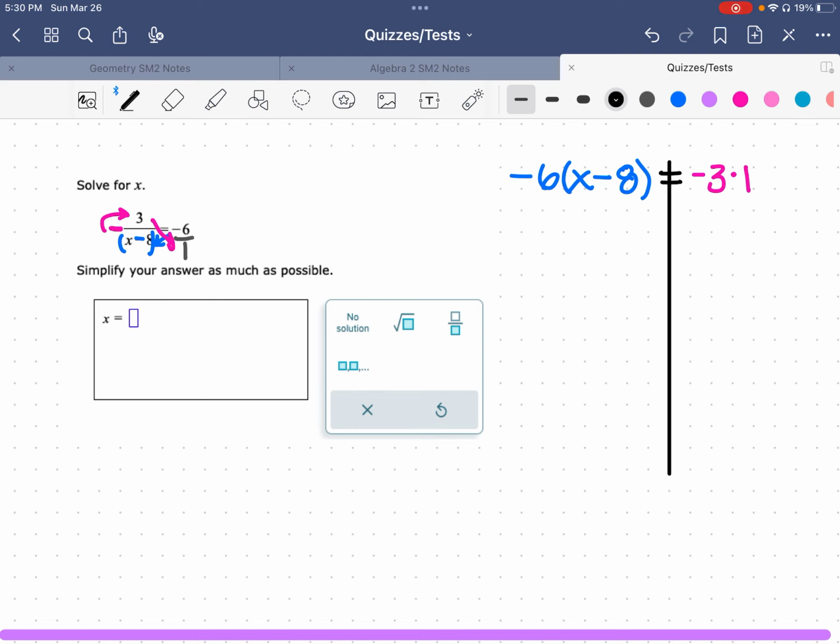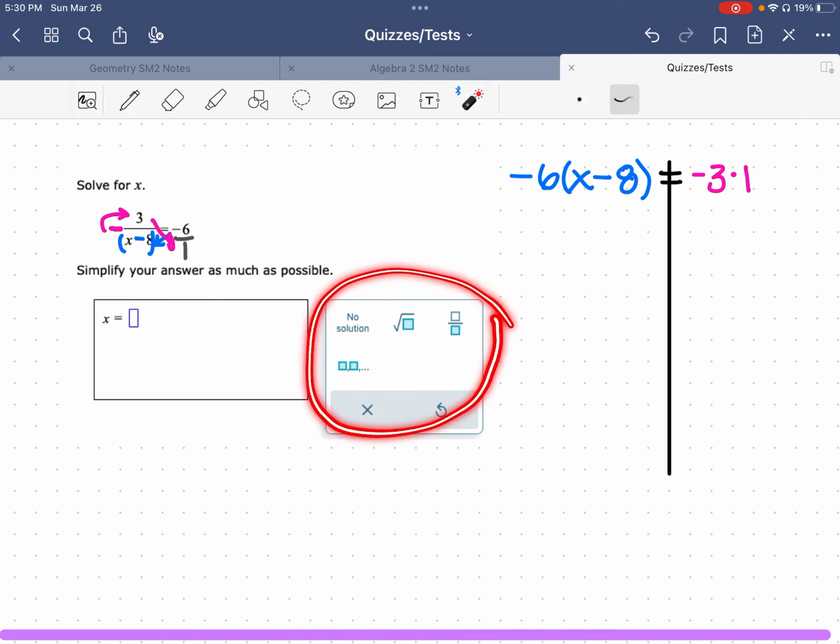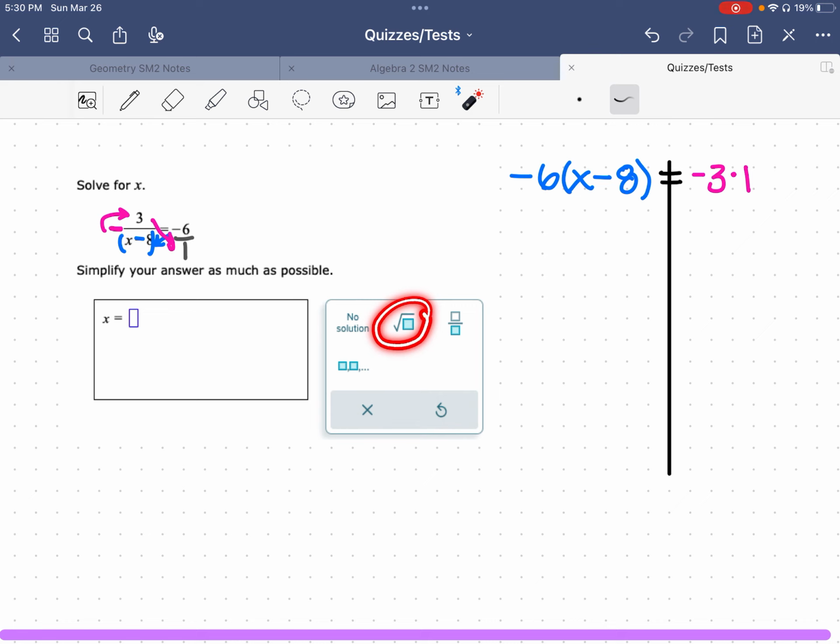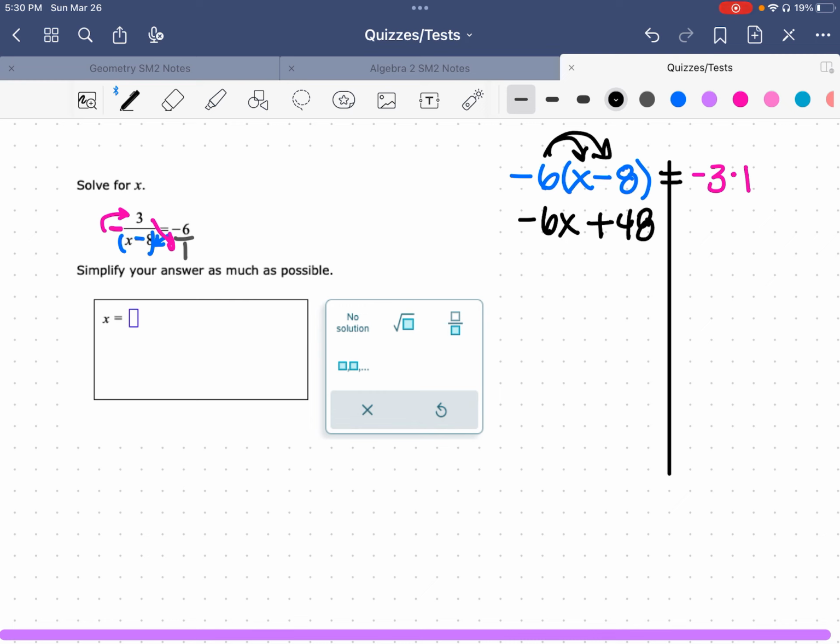Okay. It is looking like, based on my toolbars here, that I do have the possibility of a fraction answer. I do have the possibility of multiple answers. I do have the possibility of no solution. I would say your answer is probably going to be one of these two. For this one, more leaning towards, of course, the fraction. Let's go ahead and distribute. -6 times -8 is +48. And of course, -3 times 1 is -3.